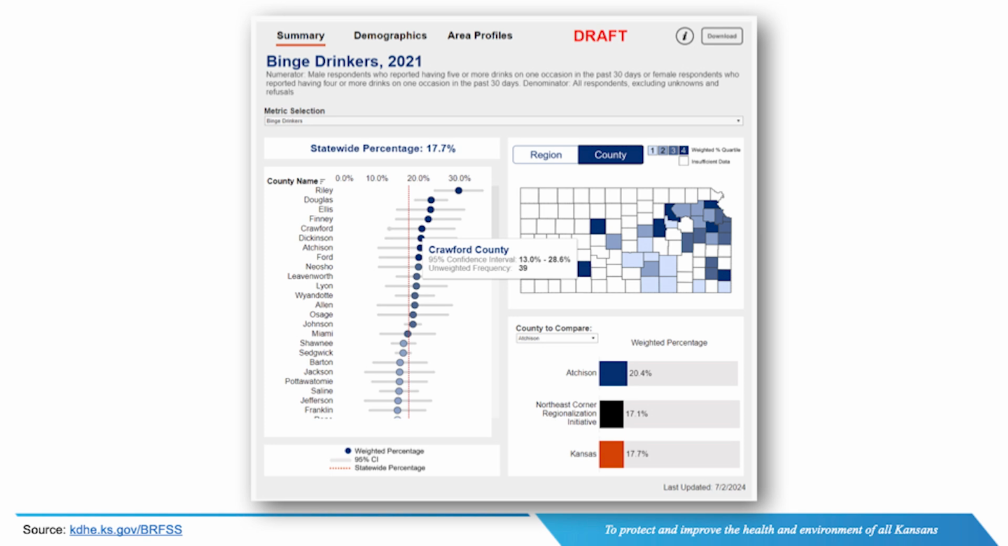One of the newest sites, this site was released on Tuesday. So it's brand new. It's the Behavioral Risk Factor Surveillance System data. This is prevalence data.